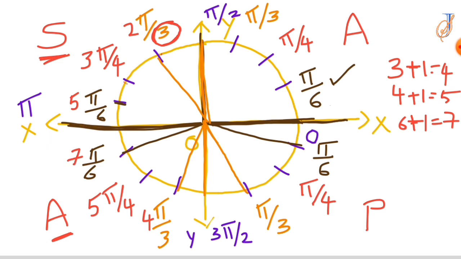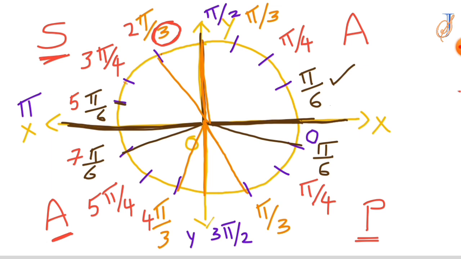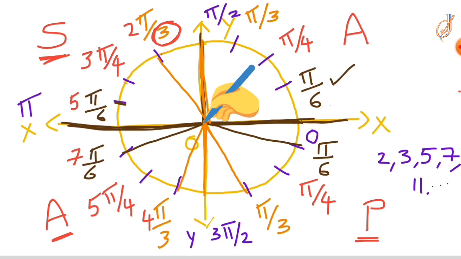Now go for the fourth quadrant. So we have P. P stands for prime number. For that, just recall all the prime numbers. We have 2, 3, 5, 7, then 11 and so on. Fourth quadrant starts with prime numbers. By observing the y-axis, we have 3 pi by 2. So here 3 is a prime number. That means in the fourth quadrant it starts with the prime number 3. So after 3 we have 5.